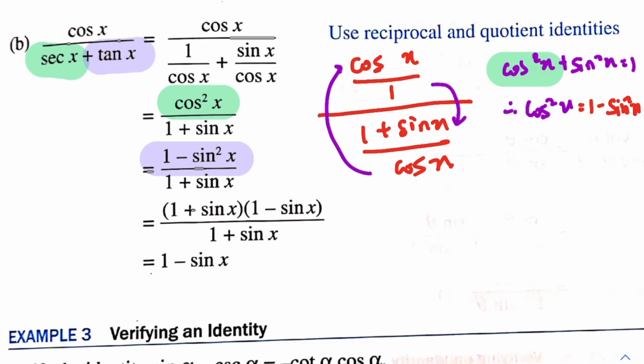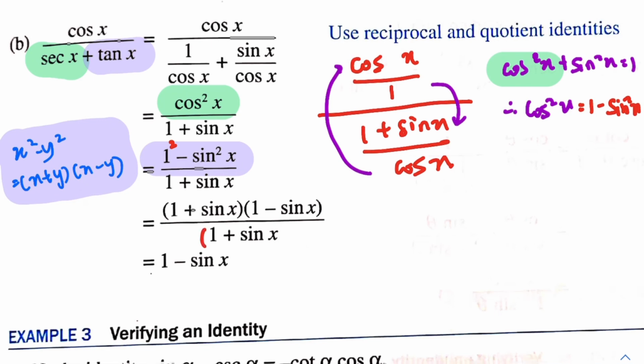So now let us simplify this expression here. We have learned this before where we have x squared minus y squared. This is equal to x plus y, x minus y. Since we have learned this before, let us use this expression here. So now we have 1 squared minus sine squared x. So this is just 1 plus sine x multiplied with 1 minus sine x.